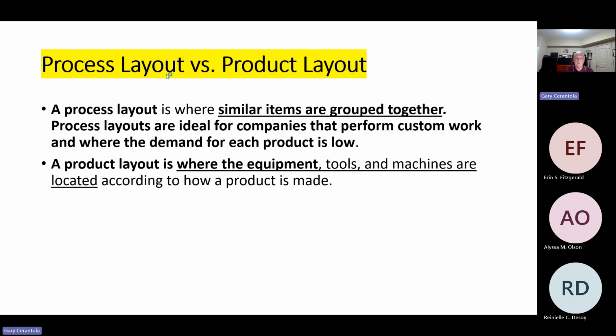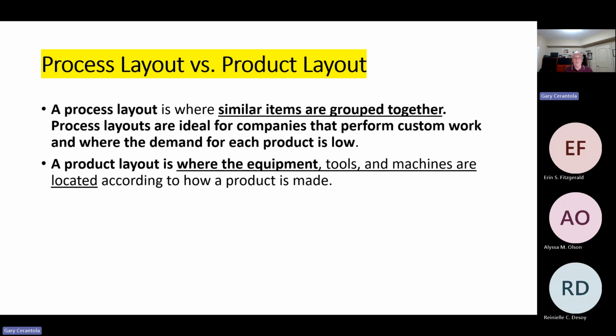And what you need to understand is that there's a difference between process layout and product layout, right? And you could see that this is highlighted. So this is important. Process layout is where similar items are grouped together, like custom work, where in a carpenter shop you'll have all the saws together, all the planers, all the router equipment. A product layout is where equipment, tools, and machines are located according to how a product is made. And then that depends on the type of product, right?